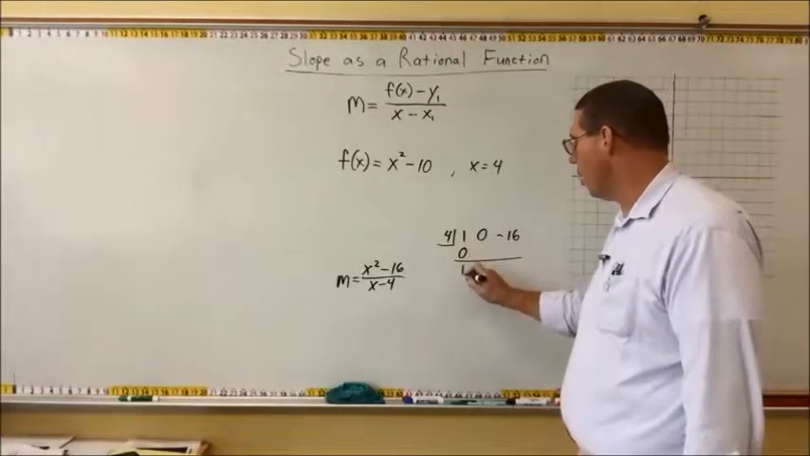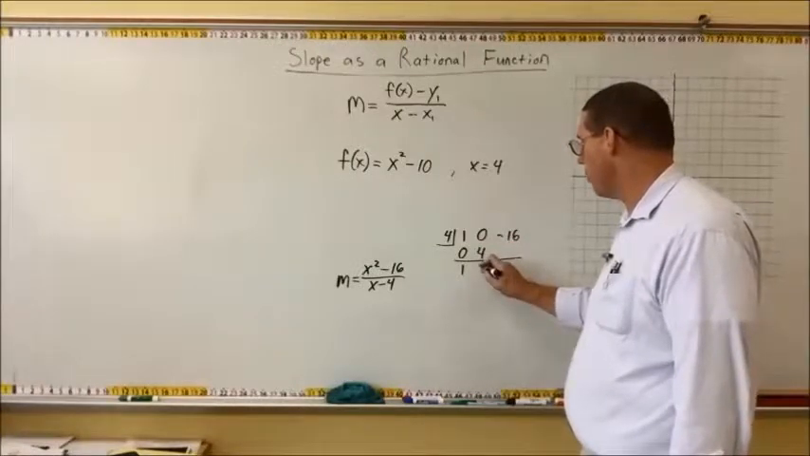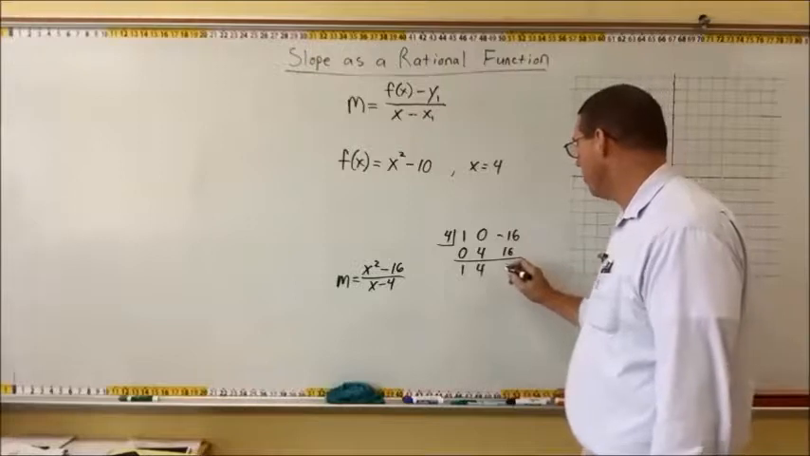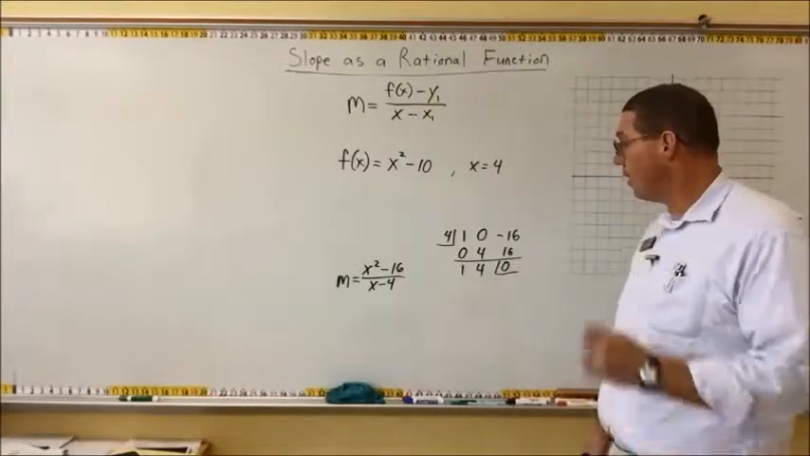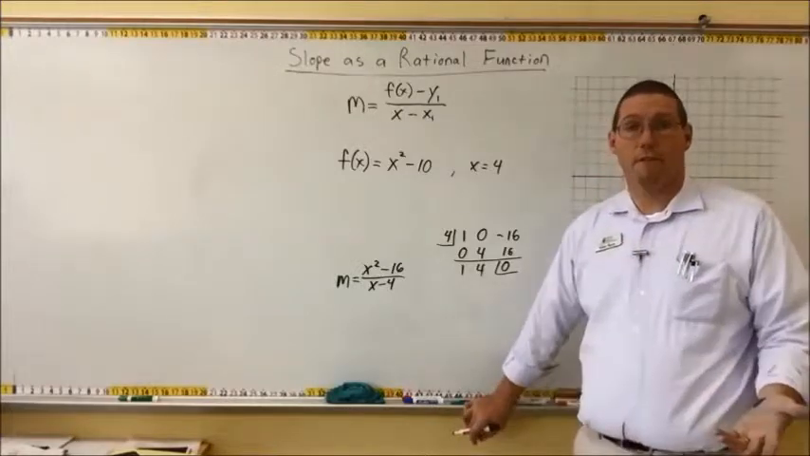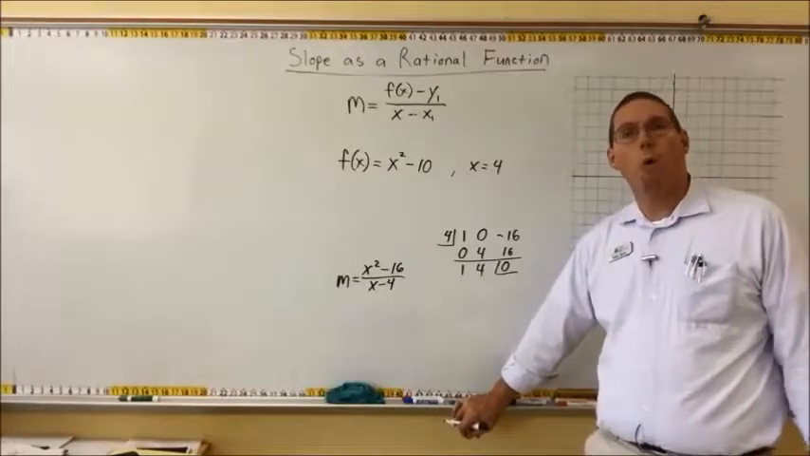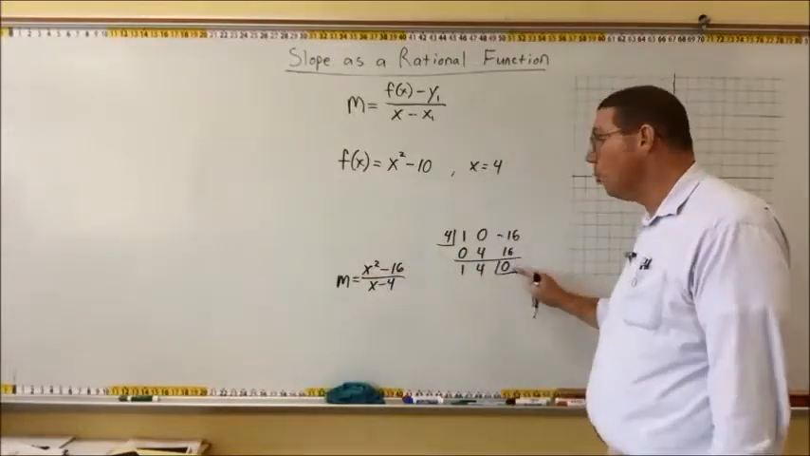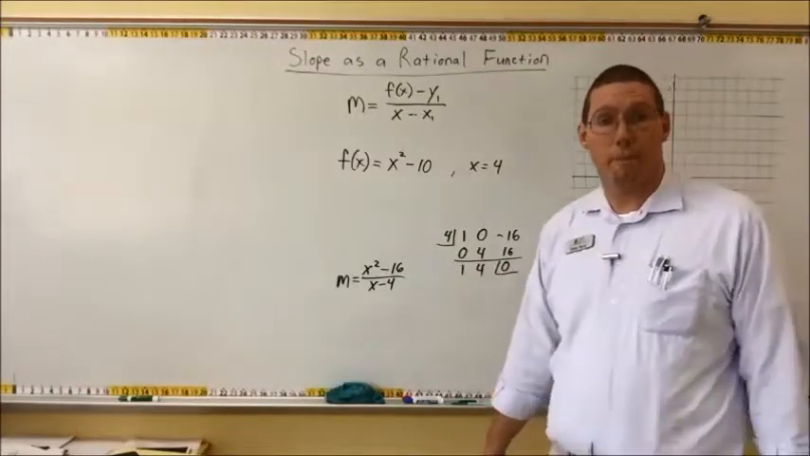1 plus 0 is 1. 1 times 4 is 4. 4 plus 0 is 4. 4 times 4 is 16. And negative 16 plus 16 is equal to 0. And I'm going to tell you, this is actually going to happen every single time. When you do these slopes as a rational function, if you do it the right way, then you will always get a remainder of 0.